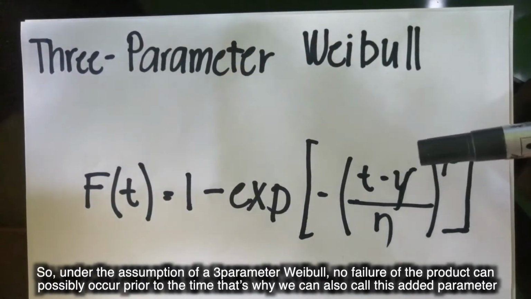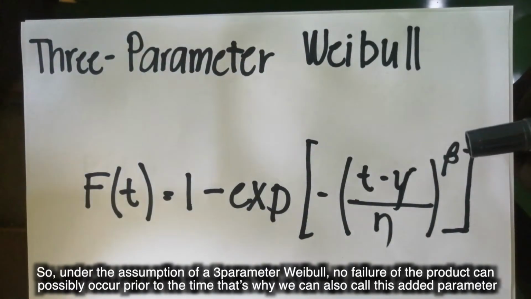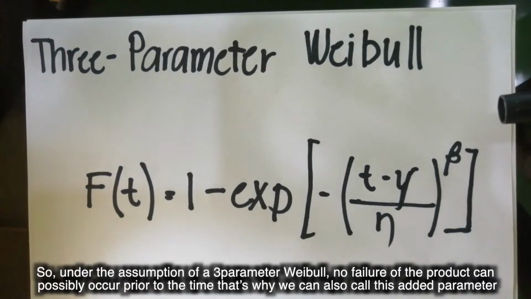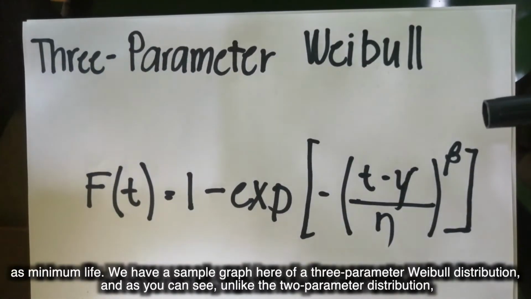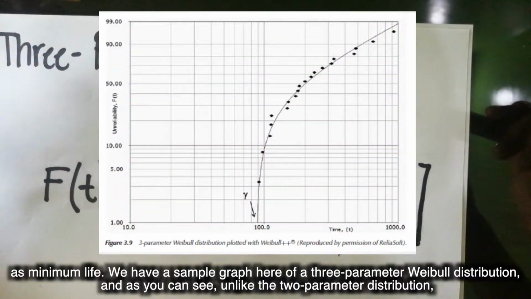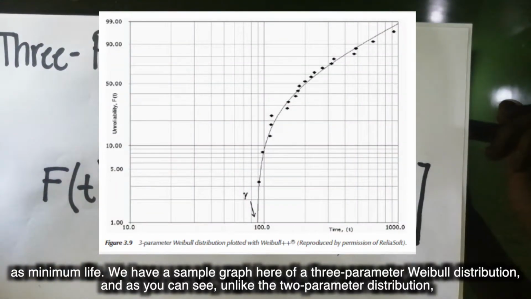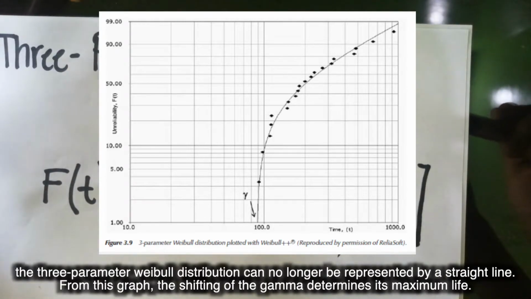Under the assumption of a 3-parameter Weibull, no failure of the product can possibly occur prior to this time. That's why we can also call this added parameter the minimum life. We have a sample graph here of a 3-parameter Weibull distribution. As you can see, unlike the 2-parameter Weibull distribution, a 3-parameter Weibull distribution can no longer be represented by a straight line. From this graph, the shifting of the gamma determines its minimum life.